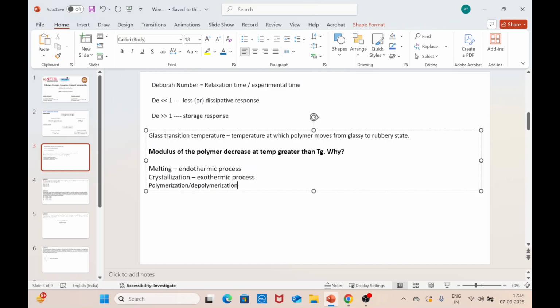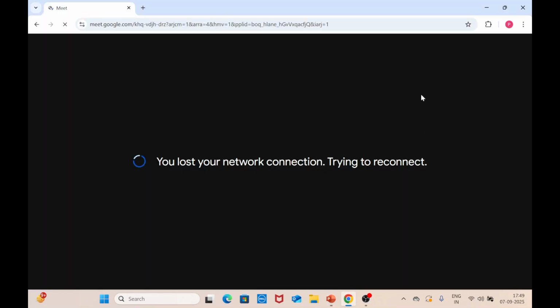Coming to polymerization and depolymerization reactions. In case of depolymerization, the polymer actually degrades, so its bonds break. If you remember the definition that we had discussed, just a second, I think we lost our network.